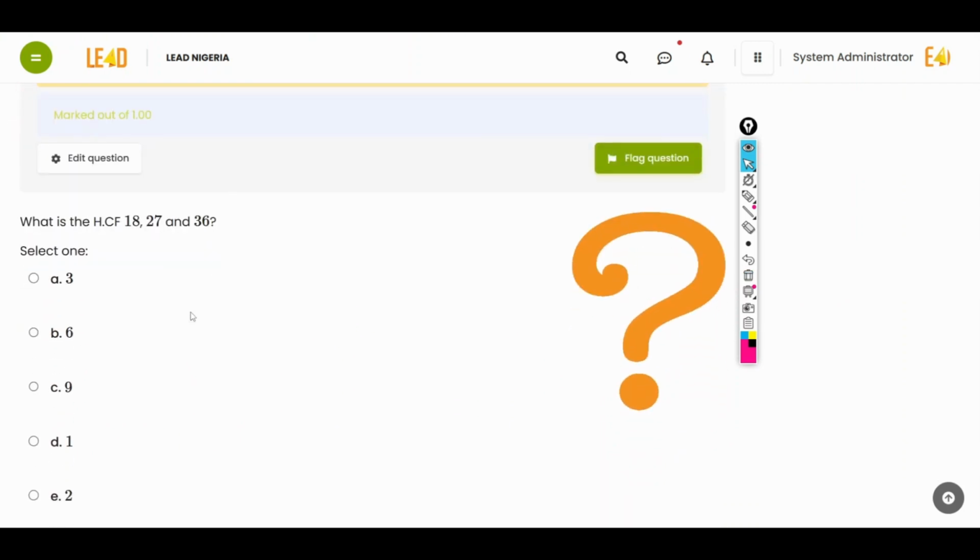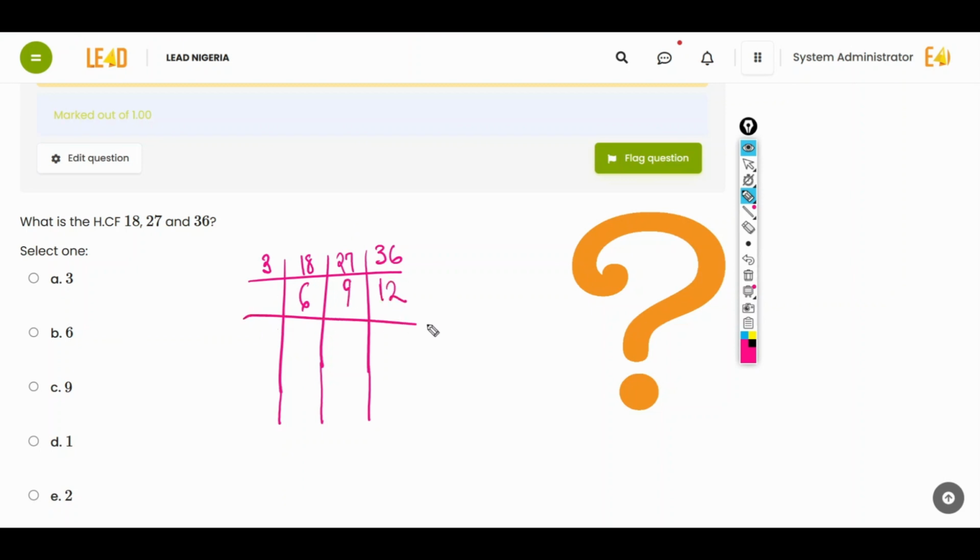Okay, 77 says, what is the HCF of 18, 27, and 36? All right, so we only divide by what can divide all of them. 2 cannot work for all of them, right, because of 27. So we're going to move to 3. 3 in 18 is 6. 3 in 27 is 9. 3 in 36 is 12.